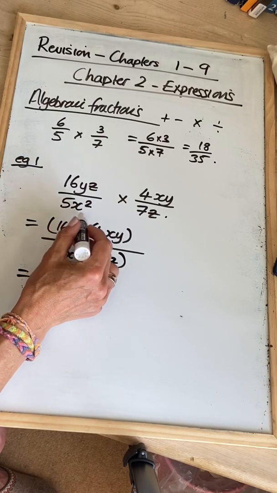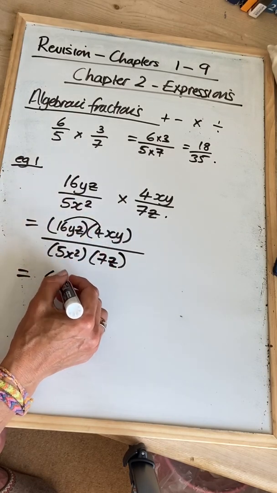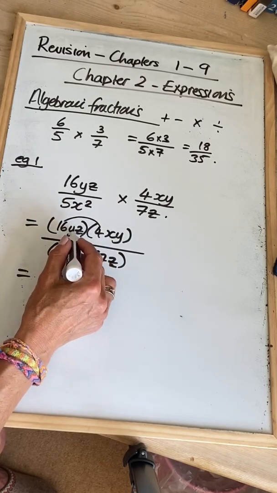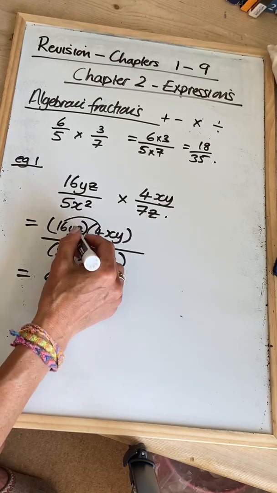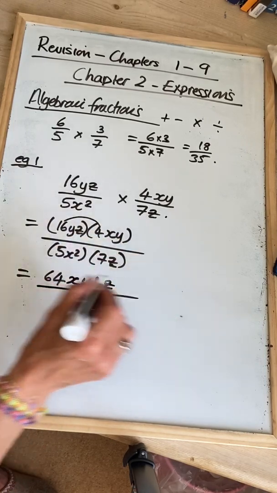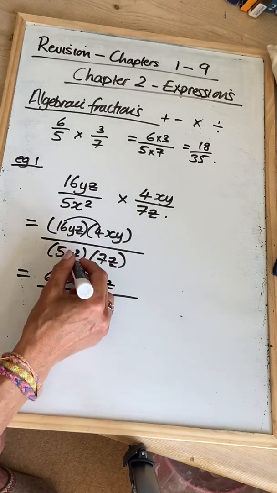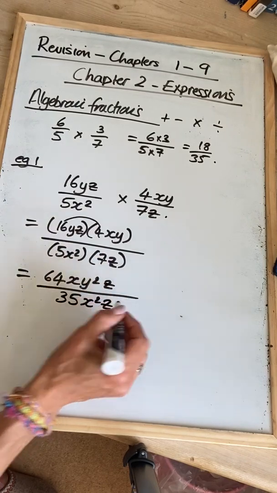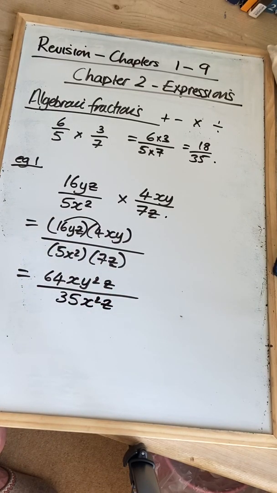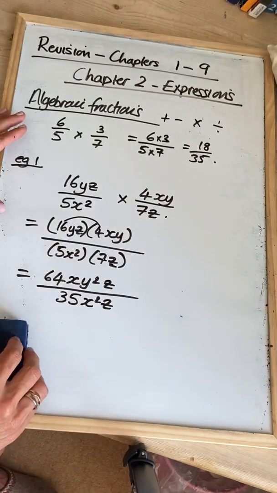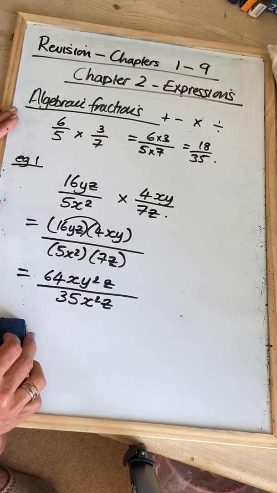Okay, 16 times 4 is 64. Haven't got any x's on that side, so it's just one x. I've got a y and a y, so that's a y squared. I haven't got any z's on that side, so I've just got a z on the top there. 5 times 7 is 35. X squared times z, x squared z. Remember that rule, you just write things next to each other if they are the same letter. Okay, so multiplying for algebraic fractions, not difficult, just got to keep an eye on what you're doing.